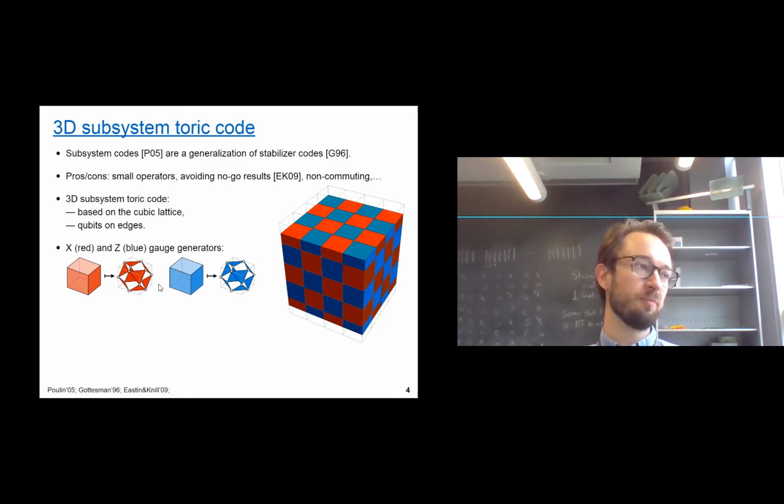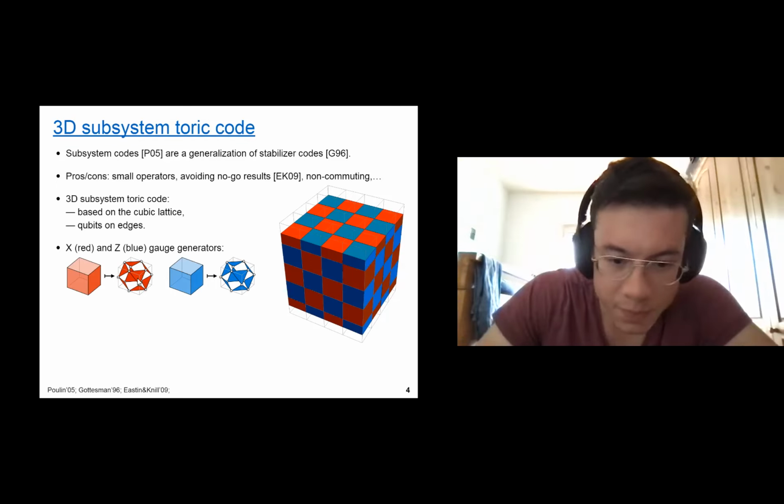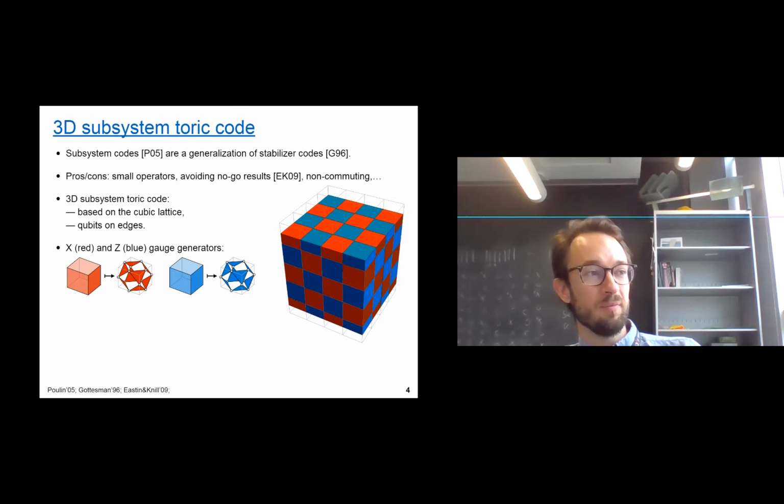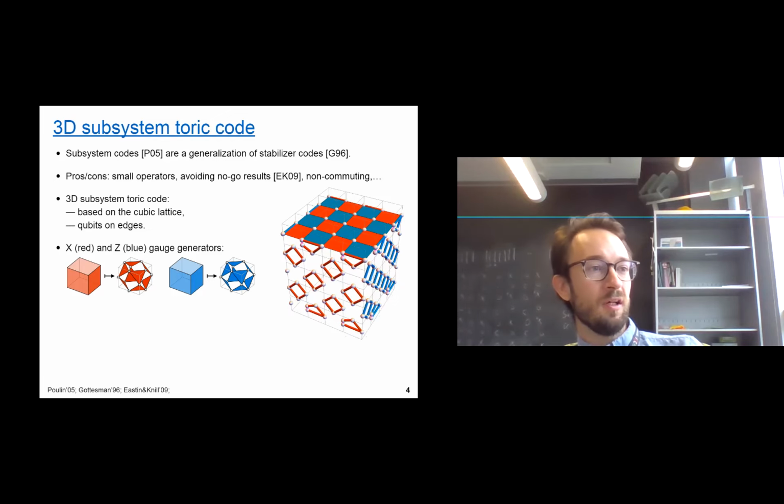Can you see my mouse, by the way? Yeah, okay. So for example, we have this cube and this vertex, and then this gauge operator is going to be the 3 edges that contain the vertex and are themselves contained in the cube. You define it like this, and then similarly for the blue cubes, you get your Z gauge generators.